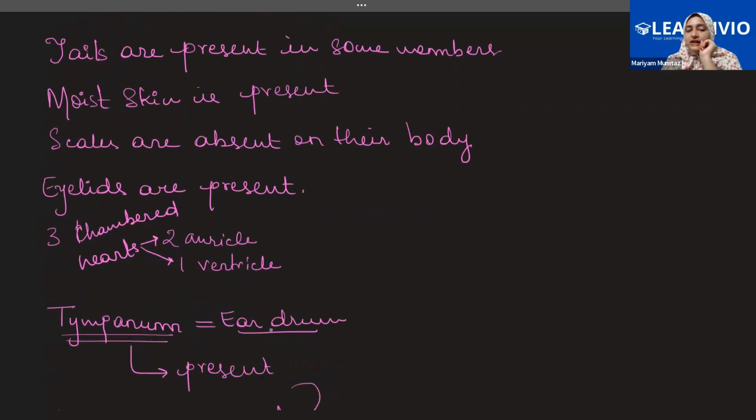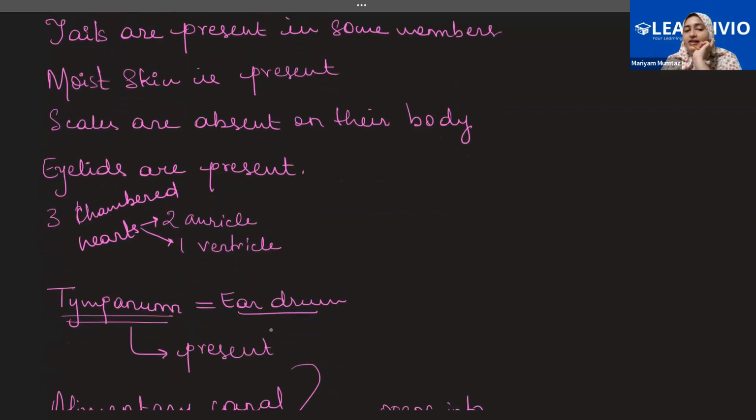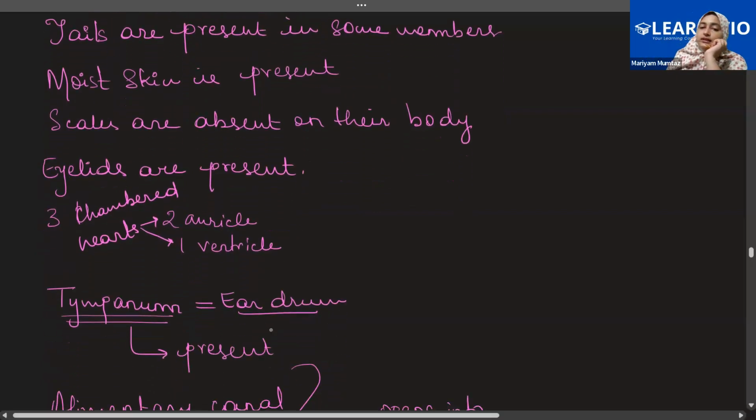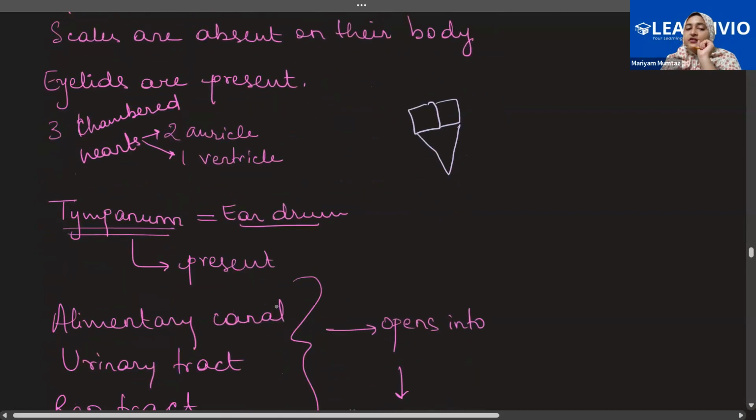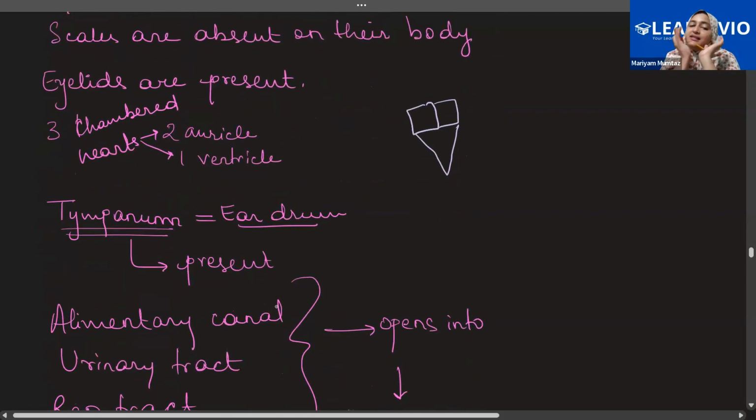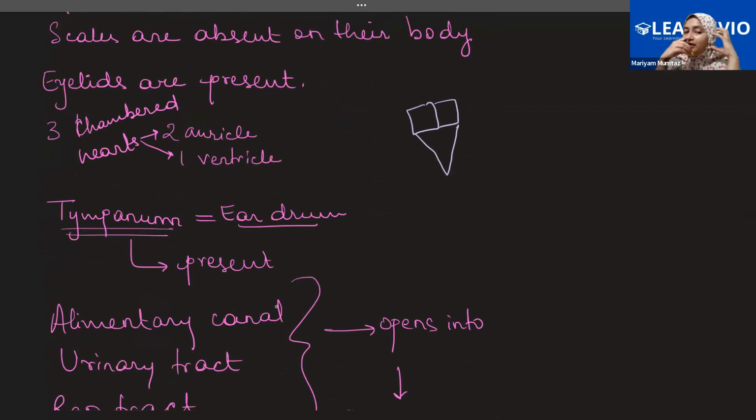Eyelids are present. They have three chambered hearts. That is, they have two auricles and one single ventricle. Now, the eardrum, which is known as tympanum, that is their ear. Like how we have a structured ear, right? They don't have that. They rather just have the eardrum. They can listen, but they don't have the ear shape. Like the pinna is not there.